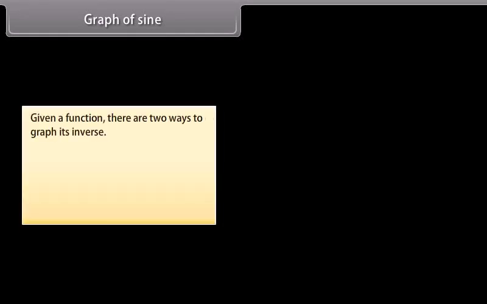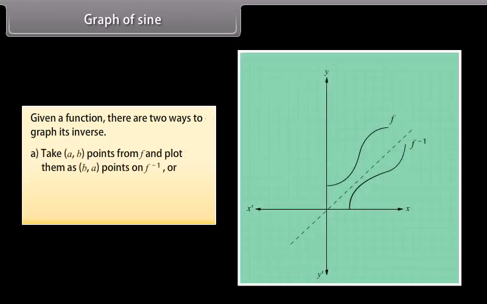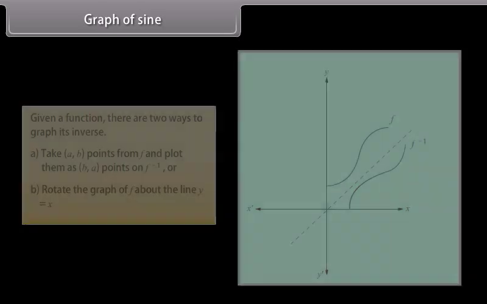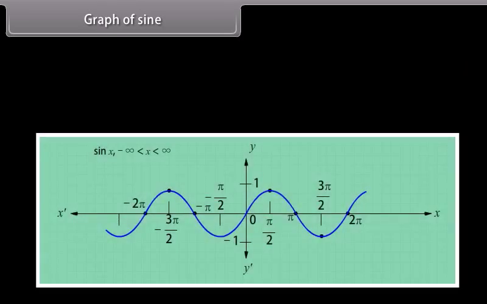Graph of sine. Given a function, there are two ways to graph its inverse. First, take (a, b) points from f and plot them as (b, a) points on f inverse, or second, rotate the graph of f about the line y = x. We will begin this discussion by finding the inverse of the sine function.